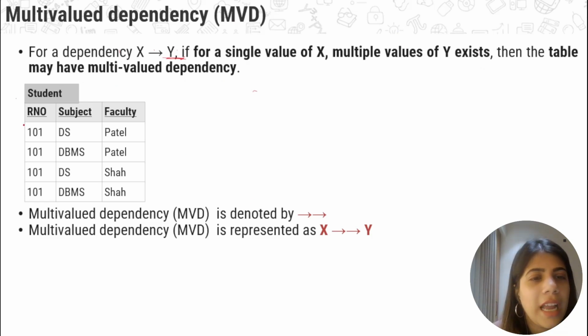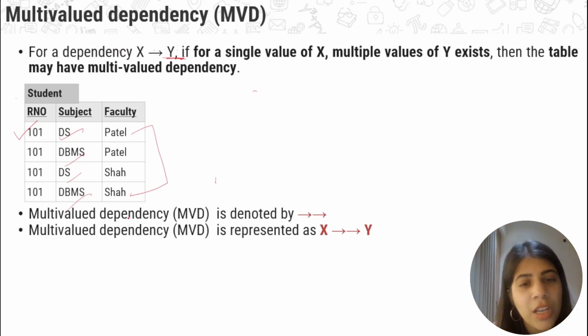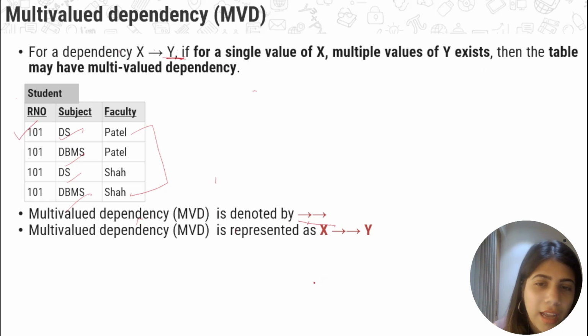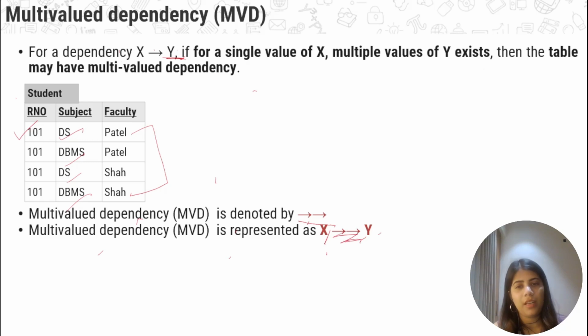There's a student table and there's a student with roll number 101 who is studying DS, DBMS subjects, and so the redundant data has been repeated. So multi-value dependency is denoted by double lines, and it is represented by x dependent on y with the double arrows over here because it is multi-valued.